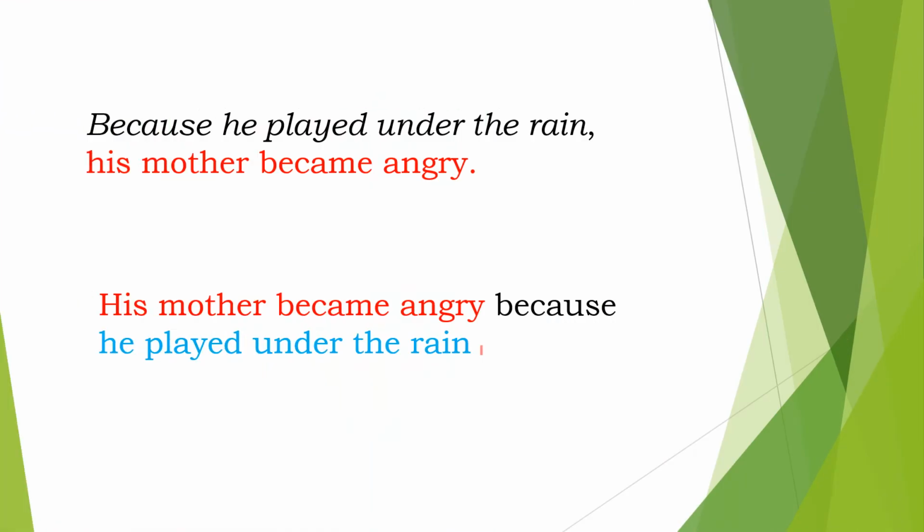Okay, so don't get confused. A complex sentence may begin with a dependent or subordinate clause, like this example: because he played under the rain, his mother became angry. But don't forget, when the dependent clause comes at the beginning of the sentence, use a comma to separate it from the independent clause. Or we can write it this way: his mother became angry because he played under the rain.